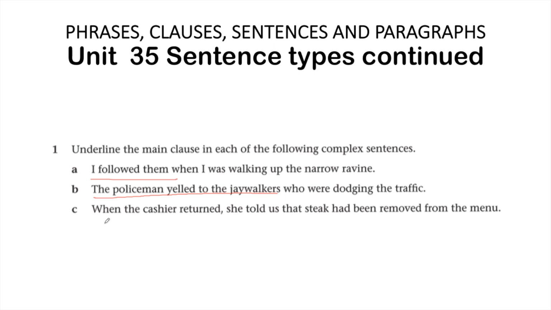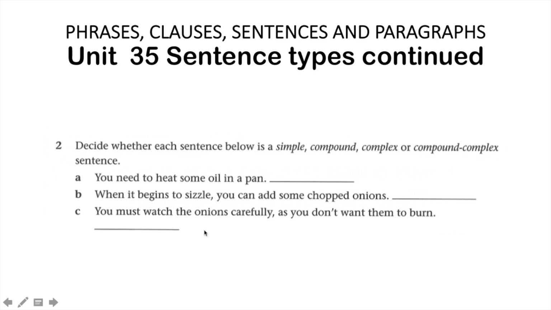Now, C is a little bit different, and let's see if you can pick up how it's structured differently. When the cashier returned, she told us that the steak had been removed from the menu. Now, the main clause is actually she told us, and then the rest of it is the subordinate clause. So see if you can go through looking at the other examples and identifying the main clauses. Question number 2, you need to write in here whether it is a simple, a complex, a compound, or a compound complex sentence. And I'm sure you'll be able to do this with no problems.